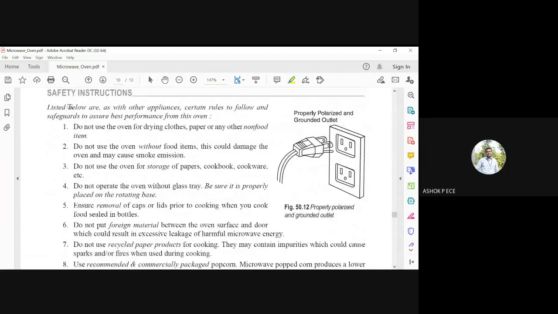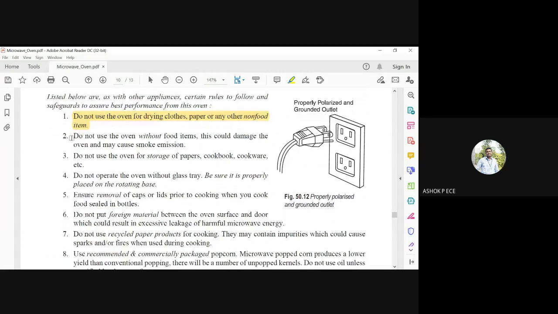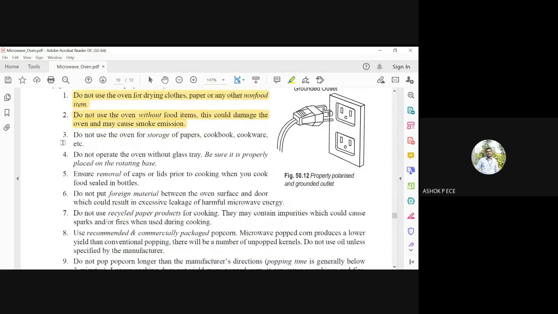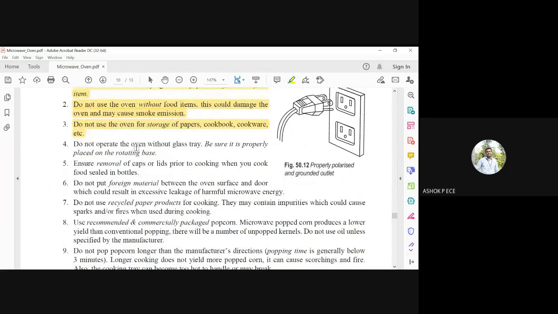And the safety instructions: do not use the oven for drying clothes, paper, or any non-food item because it may catch fire. Do not use the oven without food items. This could damage the oven and cause smoke emission. Just simply, if you run the oven empty, it will damage it. Do not use the oven for storage of papers, etc. So don't use it for storing. If you accidentally turn on your oven, everything will burn and your microwave oven gets damaged.